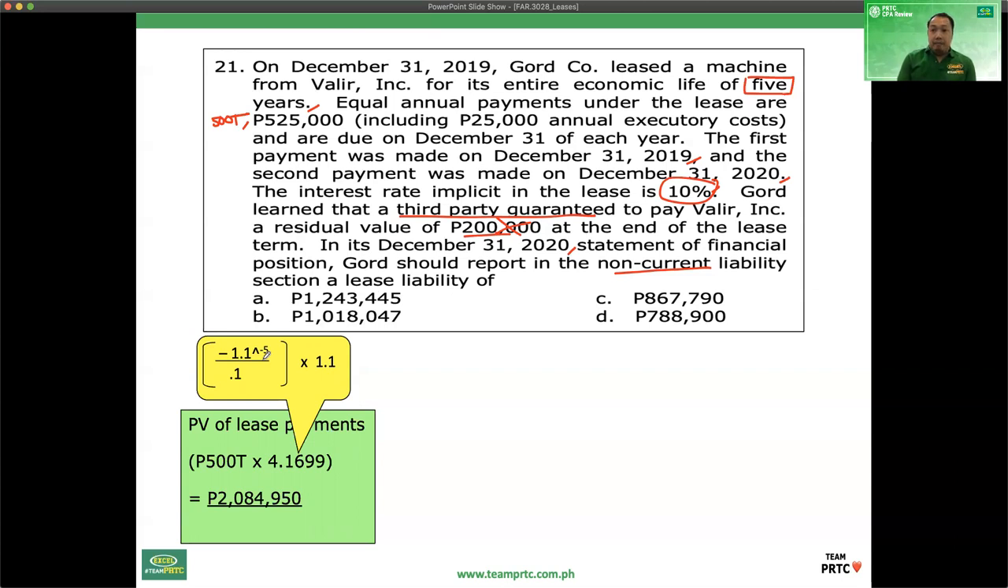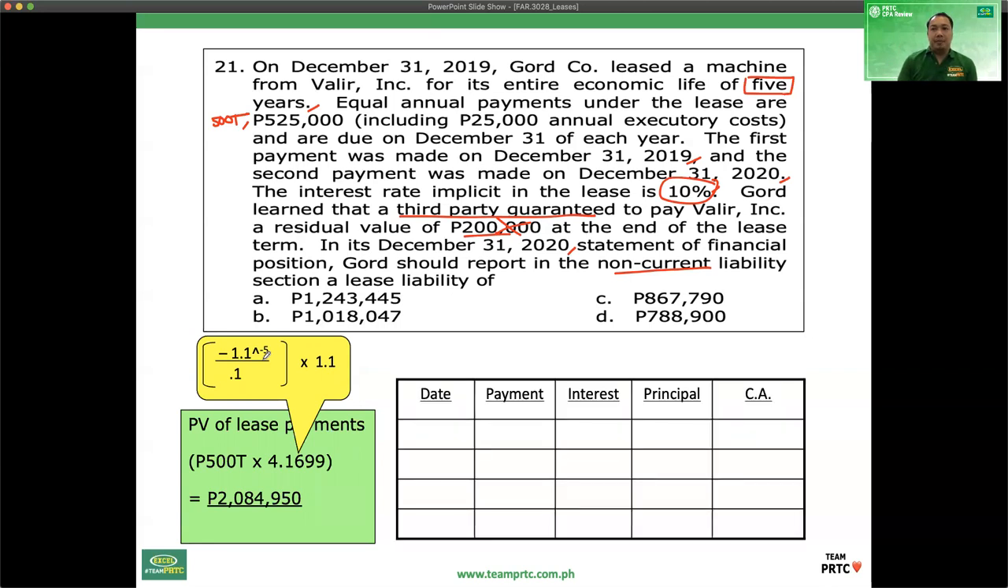Okay, for emphasis, gawa natin to ng traditional schedule. So parang nag-amortize ng loan. Okay, on December 31, 19, initial CA, this one. Kaya lang yung first payment made in advance. So the first payment, 500,000, excluding executory costs. Yung executory costs, expense yan when incurred.